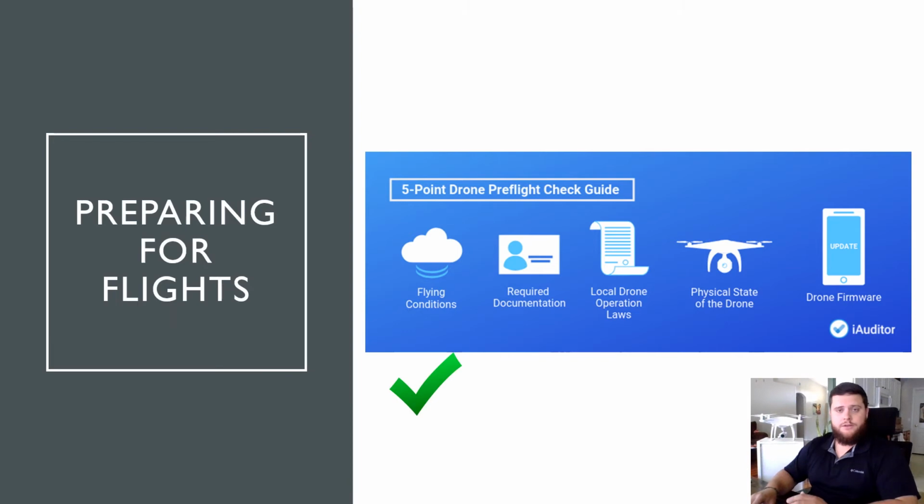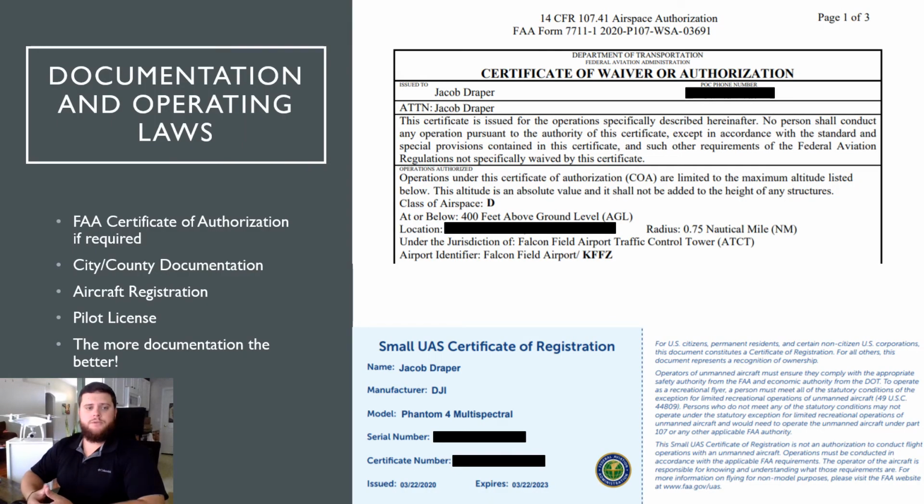So we got our flying conditions out of the way. So next up is going to be our documentation that we need to have with us, and also the laws, whether that be local or state, that we need to abide by. Some of these images I'm going to explain as I start reading off some of this text.